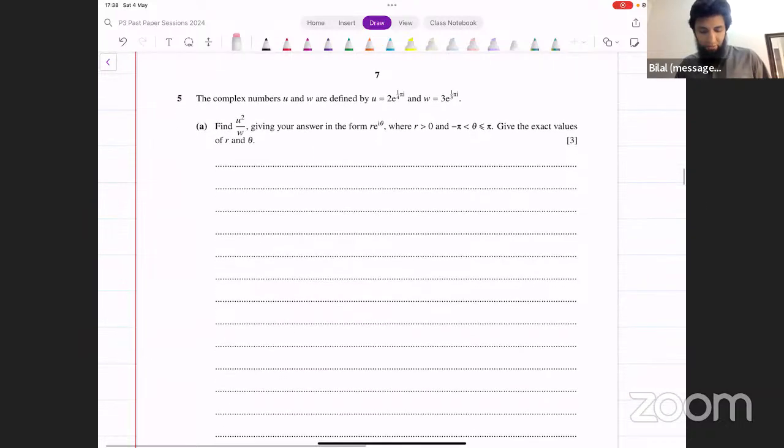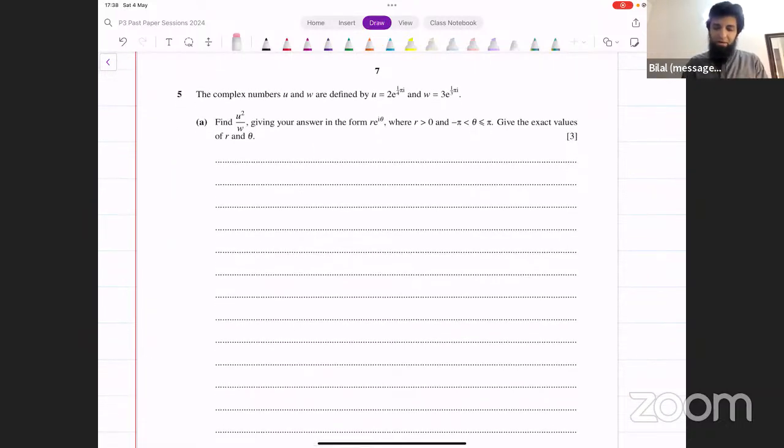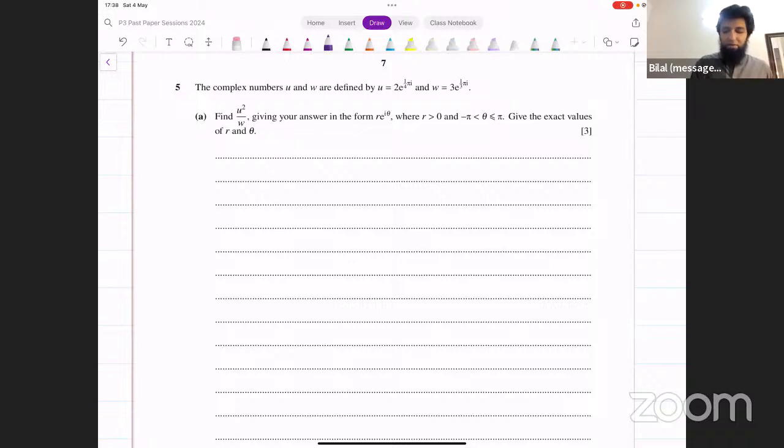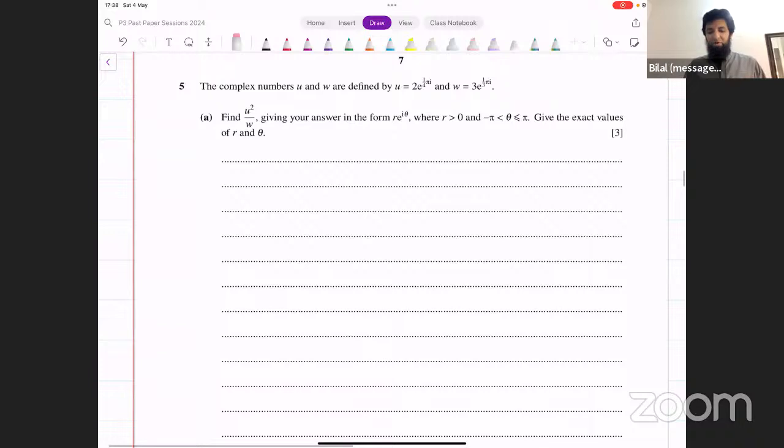So the next question that you've asked about is question number 5 from this paper. Let's have a look at that now. Question number 5. It says the complex numbers u and w are defined by u equals this and w equals this. Find u squared over w, giving an answer in the form r e raised to the power i theta, where r is greater than 0 and theta is between -pi and pi. Give the exact values of r and theta.